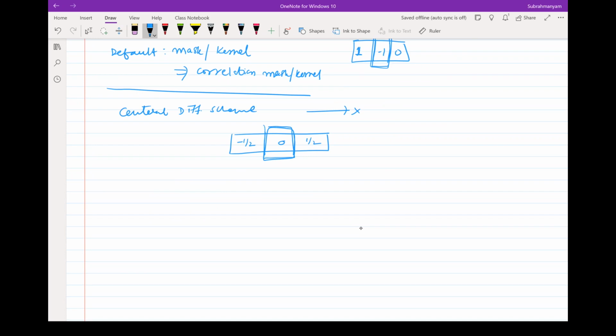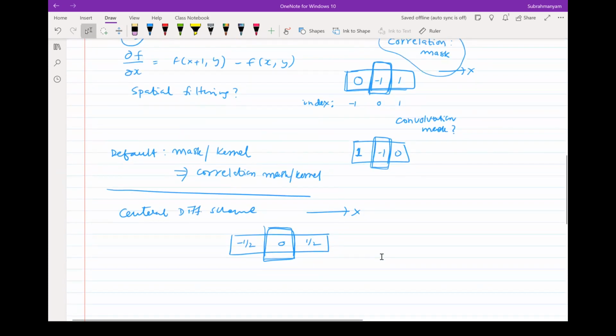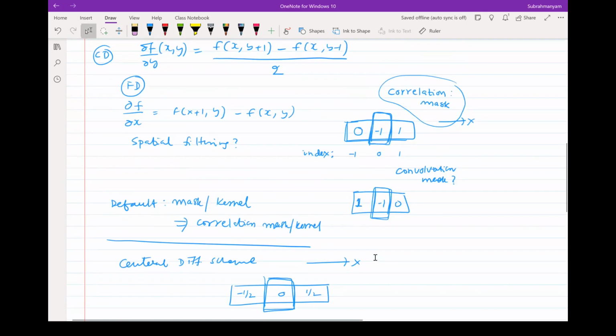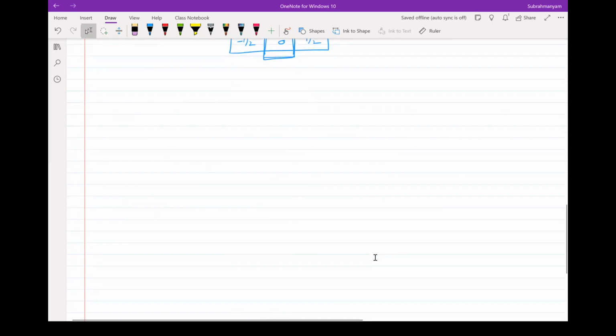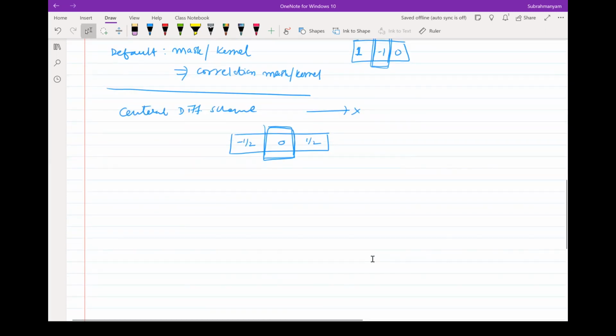You still have a negative sign here. So here also the correlation mask is not equivalent to the convolution mask. There is a negative sign there. So whatever result you get in one case would be minus of the other case.